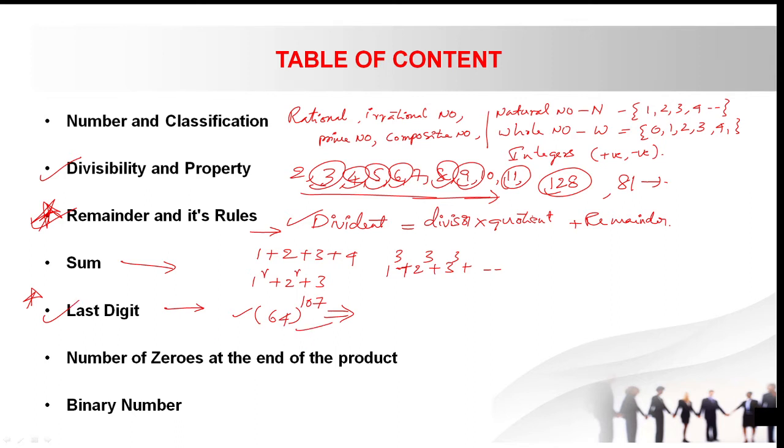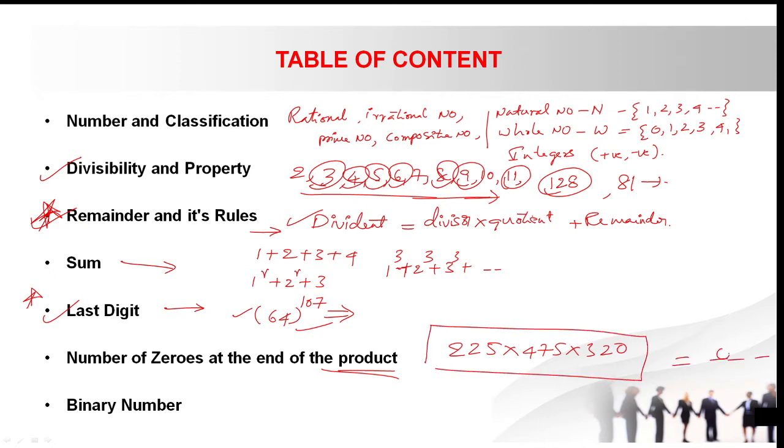And the number of zeros at the end of a product, like 225 into 475 into 320. In this product we need to find the number of zeros at the end. If you multiply these numbers as they are, it will take much time. For this also we are going to discuss the best logic to find the number of zeros at the end of the product. I'm telling you the ways questions can be asked in the examination.